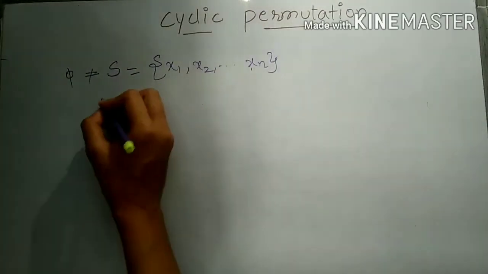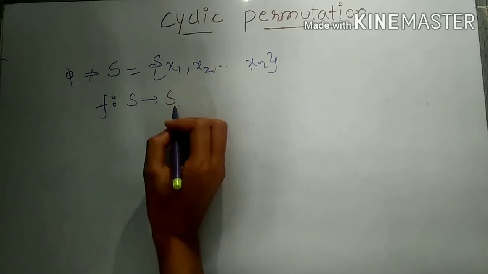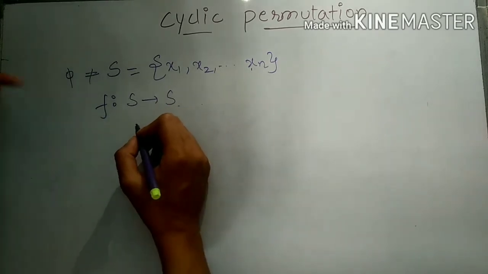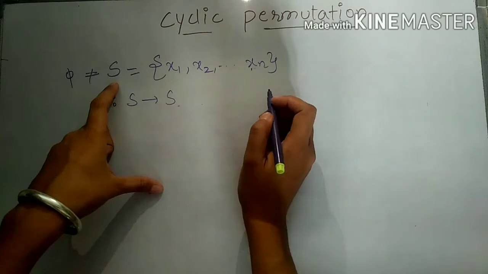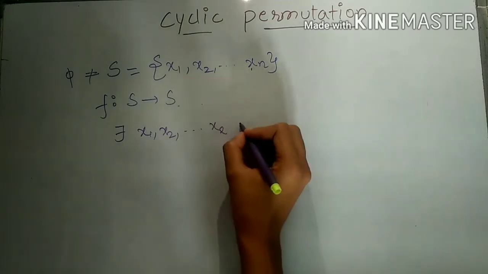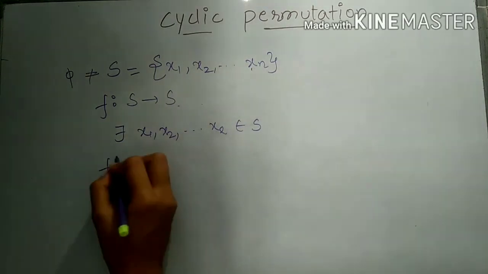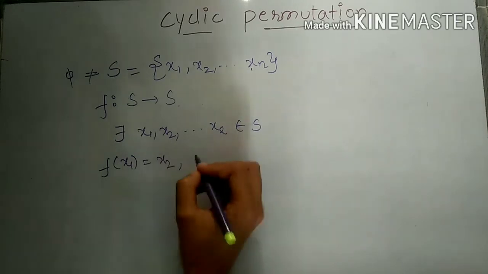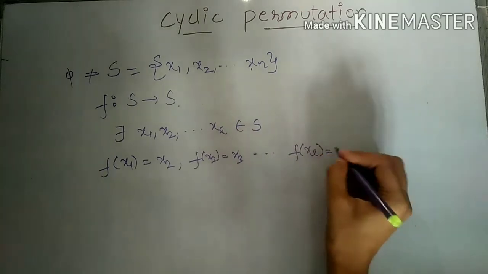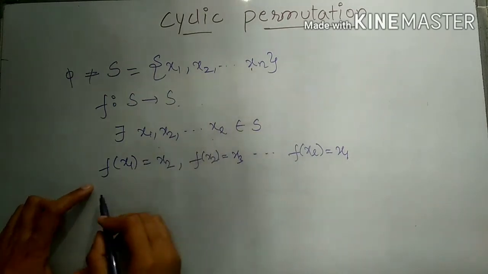And we define a permutation on the set S. You know what a permutation is? A permutation is simply a 1-1 onto mapping from the set S to the same set S. We define a permutation f on the set S in such a way that there exist L elements x1, x2 up to xl from the set S such that f is defined on these L elements in this way: f of x1 is equal to x2, f of x2 is equal to x3, and f of xl is equal to x1. We have defined f on these L elements like this.